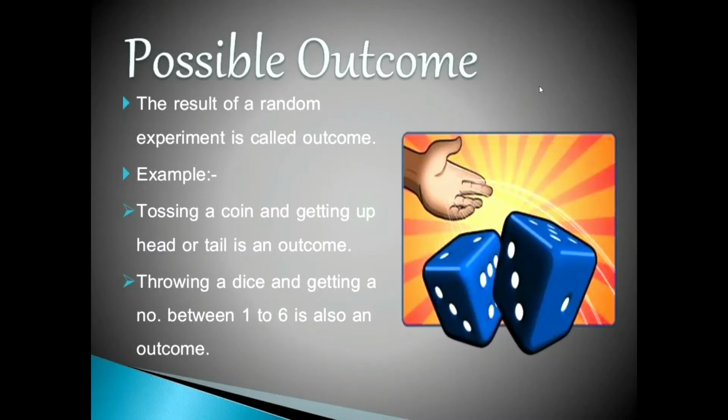Possible outcomes. The result of a random experiment is called outcomes. Example: tossing a coin and getting a head or tail is an outcome. Throwing a dice and getting a number between 1 to 6 is also an outcome.